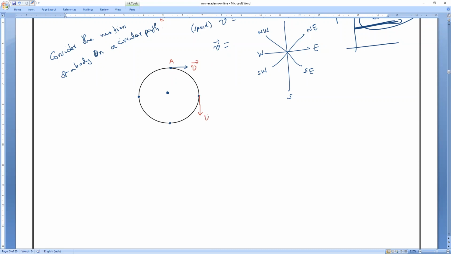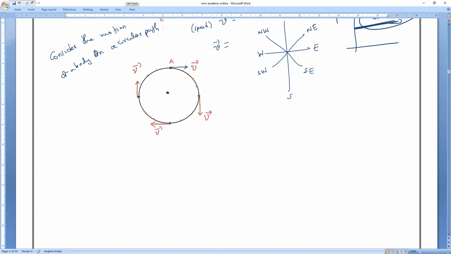Now at this point, what is the direction of velocity? Downwards. At this point? Towards the west. At this point? North. So not only this point, I am considering 4 points. If I consider a circular track, can I consider millions of points? Yes, sir. Millions of points I can consider.